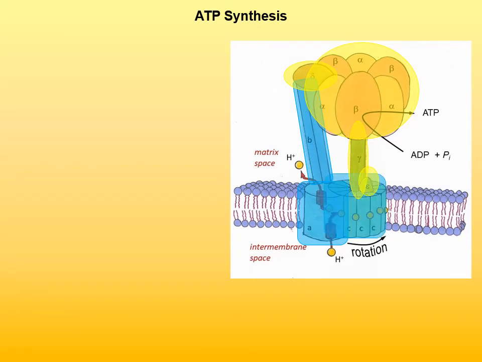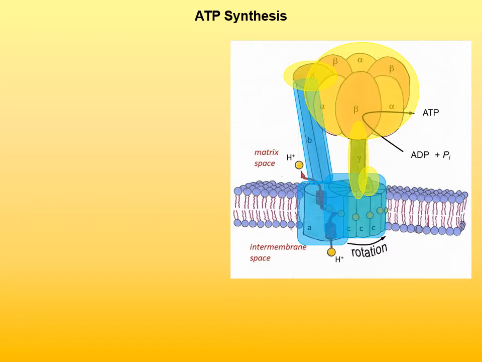Translocation of 3 protons through the ATP synthase is required for synthesis of each ATP molecule. An additional proton is required to transport ATP and hydroxide out of the matrix in exchange for ADP and inorganic phosphate. So that means a total of 4 protons are required for synthesis of one ATP molecule.